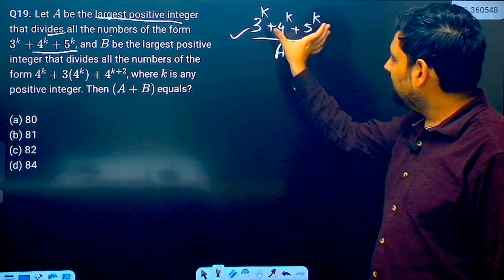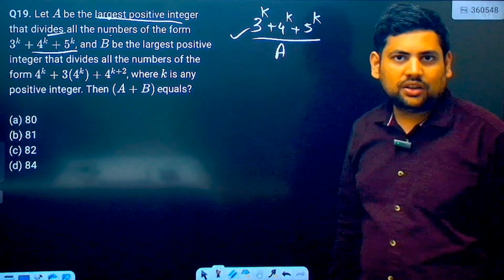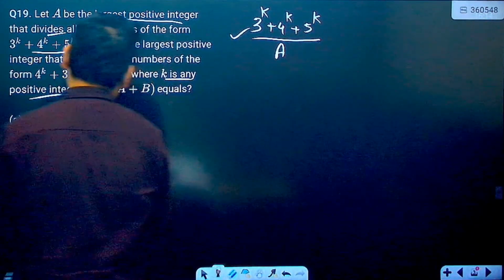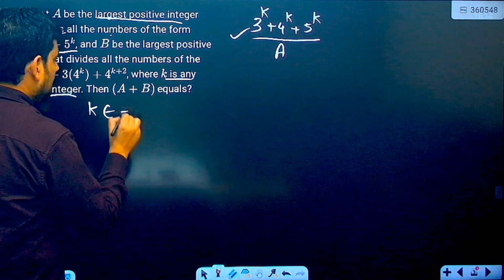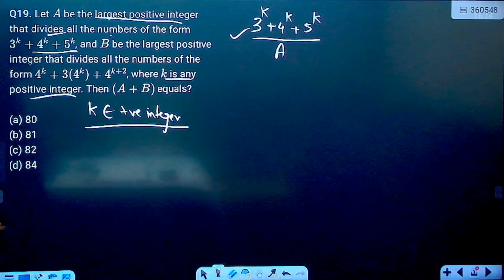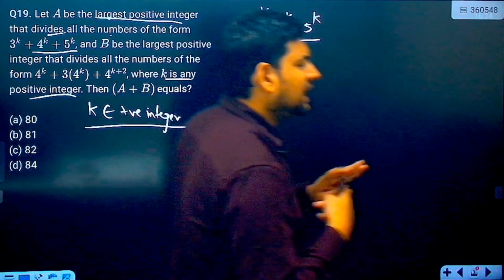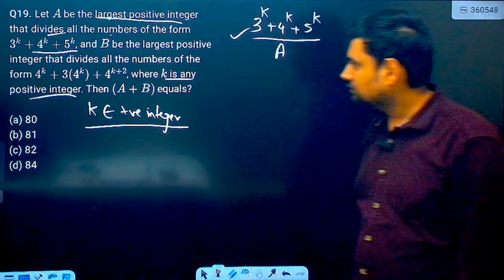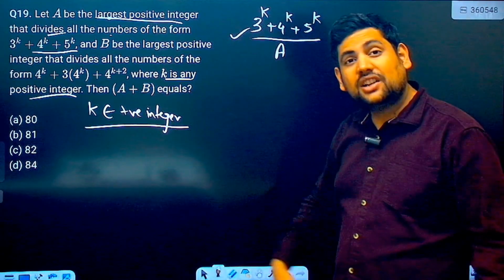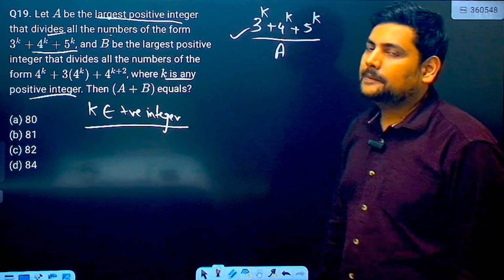So this is some big number. Now a divides for any value of k. So what is k? k is any positive integer. That means 1, 2, 4, 5, whatever. Correct? Now, if this is true, a is dividing all of them and a is the largest such number that can do this.